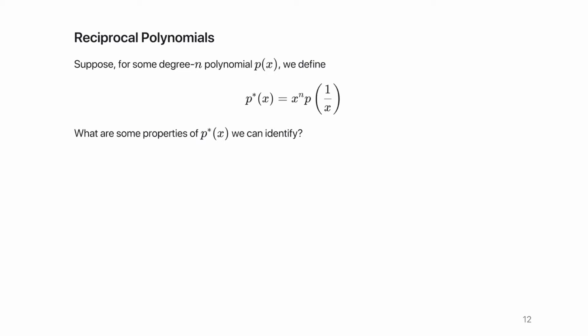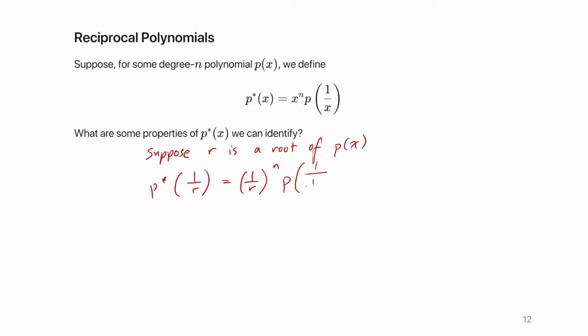So what we can look at is, suppose R, let's just say R, is a root of P of x. Then let's look at P star of 1 over R. Well, that would be 1 over R to the n of P of 1 over R, which would give you 1 over R to the n P of R, which is what? 0. Because we're assuming R is a root of P of x.